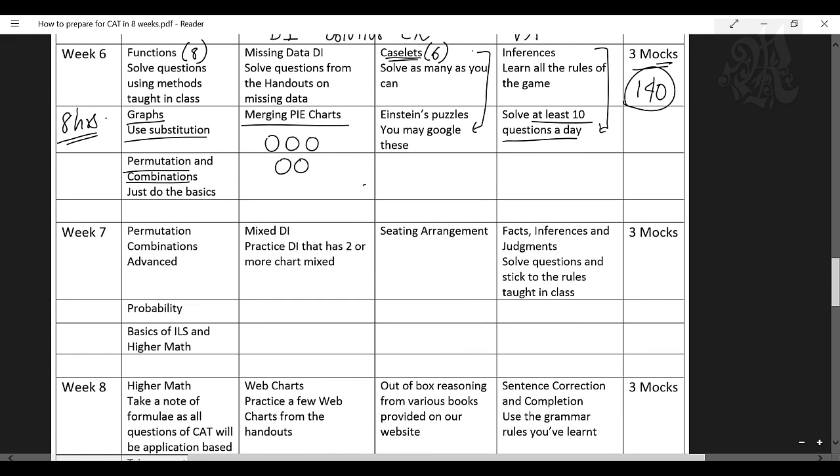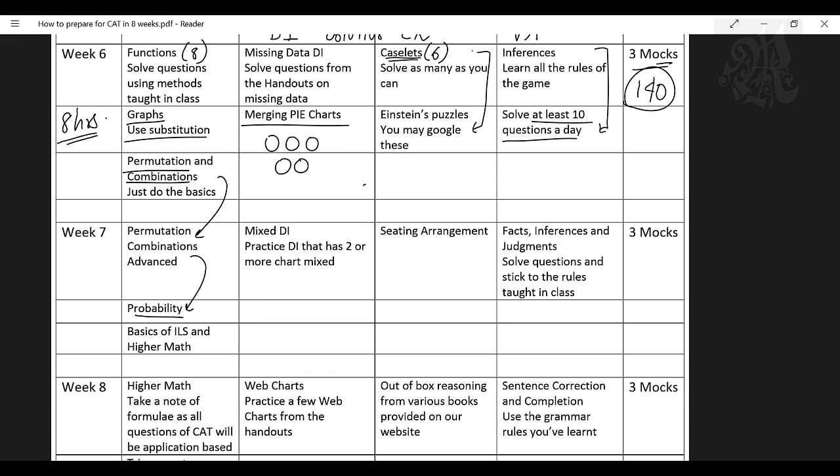Okay, when it comes to week 7, since we've done the basics here, we can take it advanced in the next week and do probability, because once you know the advanced probability, it's just about adding the denominator and choosing the sample. Alright, when it comes to higher math, do basics of ILS and higher math. So just do basics of indices, logarithms and surds. Just know what indices are. Inverse of indices is kind of logarithms, and surds are basically irrational numbers.